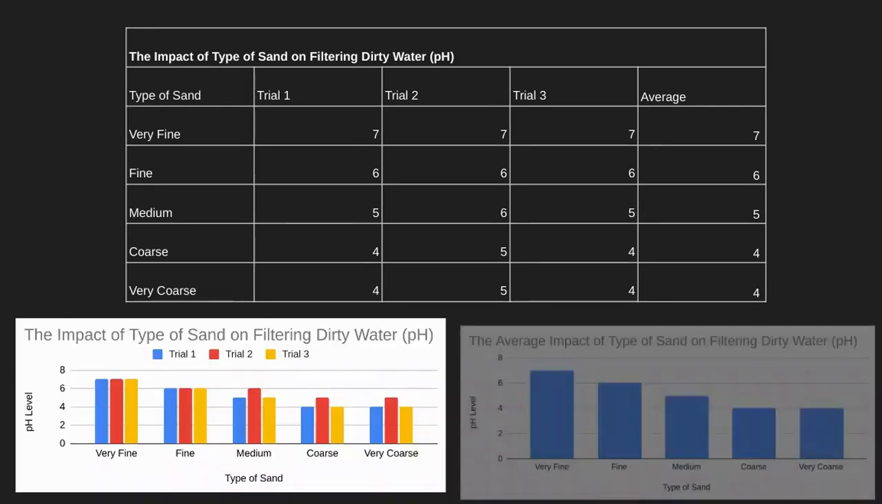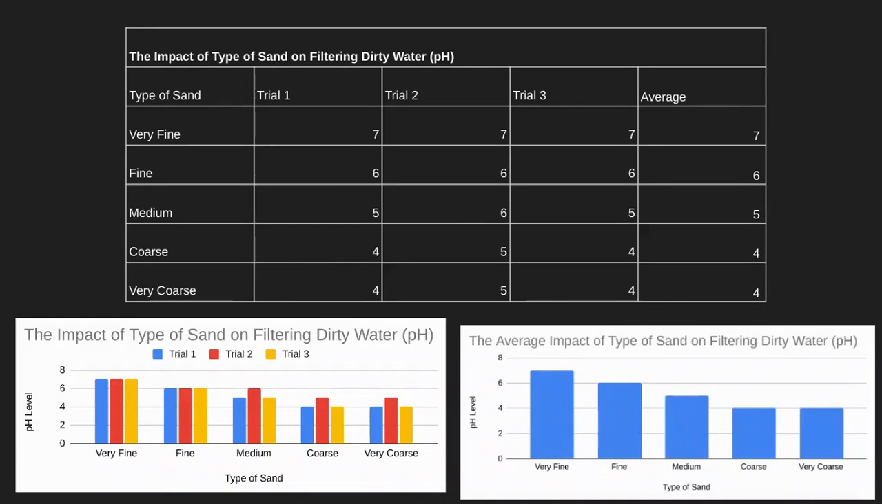These are 2 graphs based on the data table. The first basically shows the full data of all 3 trials and for all 5 filters, and the second one really shows the averages. And as you can clearly see, the effect from very fine to very coarse filters, and how very coarse filters didn't do anything compared to the very fine filters, which really made an impact.